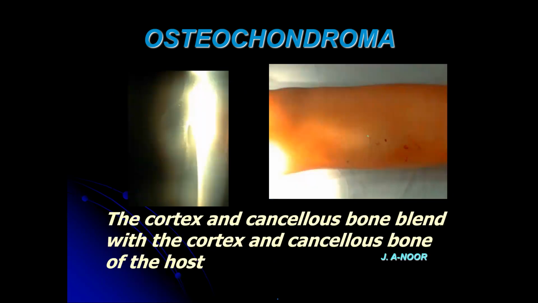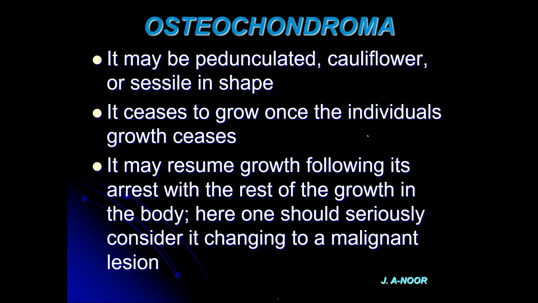This is an osteochondroma that I had received. You look at the coarse and cancellous bone of the host. It may be pedunculated, cauliflower, or sessile. One of the questions we like to ask, which is most likely? But not a pedunculated. It does change, but it's less. Why? Because the latter two are on a larger surface area.